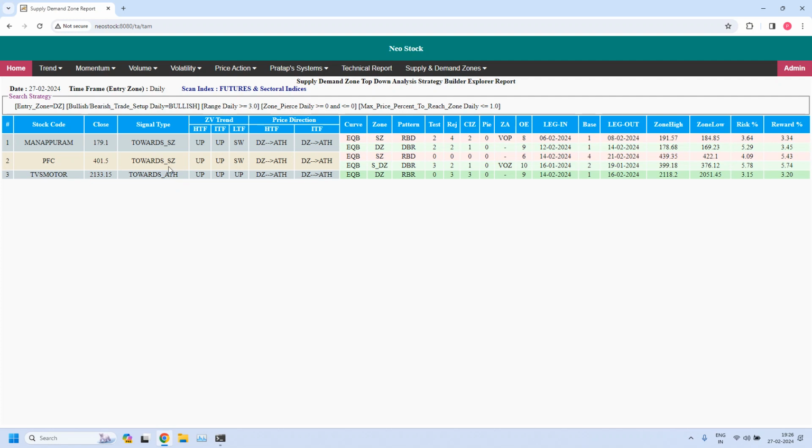So you see here, the price signal type indicates lower time frame, that is a daily price direction. Daily prices are moving towards the demand zone or moving towards the all-time high. Sometimes you know what happens, depending on tomorrow's market condition, there is a possibility that temporarily this direction will be changed and prices get into the demand zone and it will give an entry. That way we should not miss these zones.